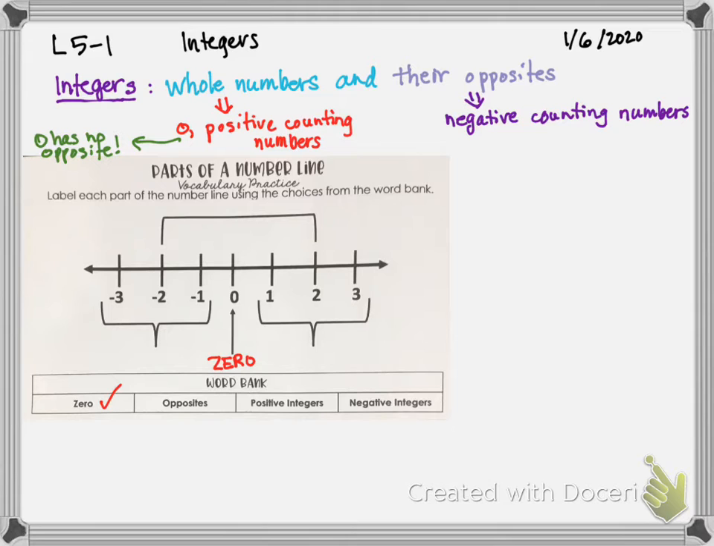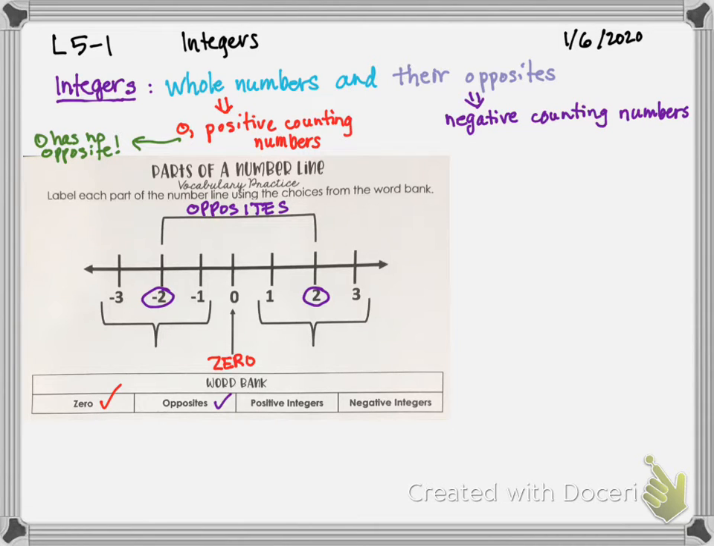Opposites are numbers that are the same number but with different signs. So if you notice here, there's a 2 and there's a negative 2. Those are opposites. Any number that has a positive and a negative, there are 2 of them, those would be called opposites.